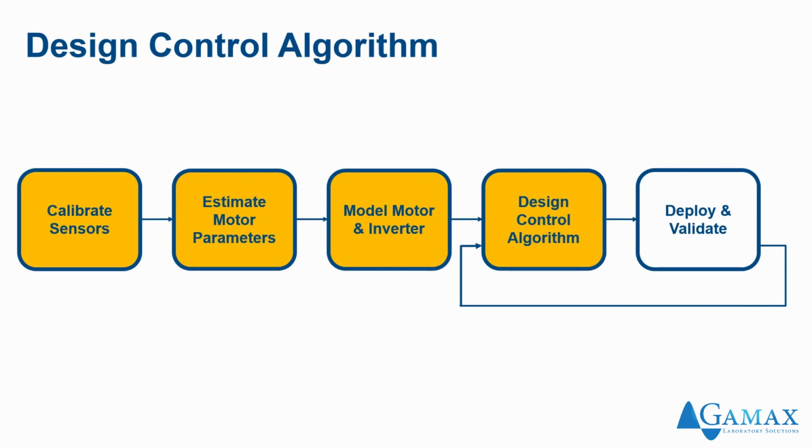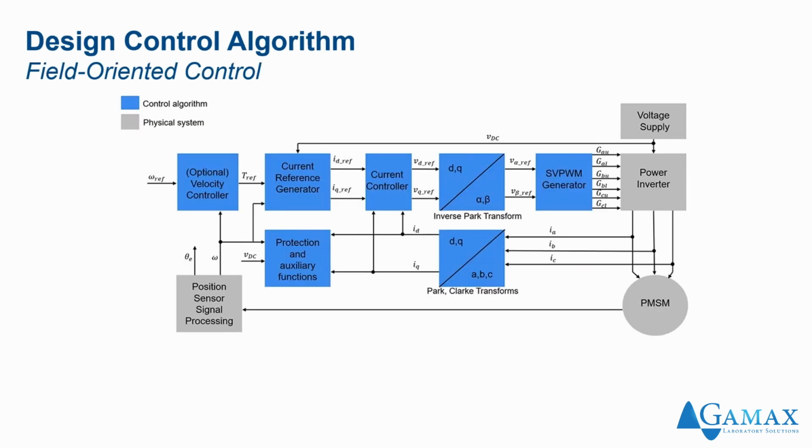So now we have an accurate plant model, and we are ready now to design our field-oriented control algorithm. Field-oriented control provides maximum torque per ampere or field weakening control for various motor types, including induction machines, permanent magnet synchronous machines, and BLDC motors.